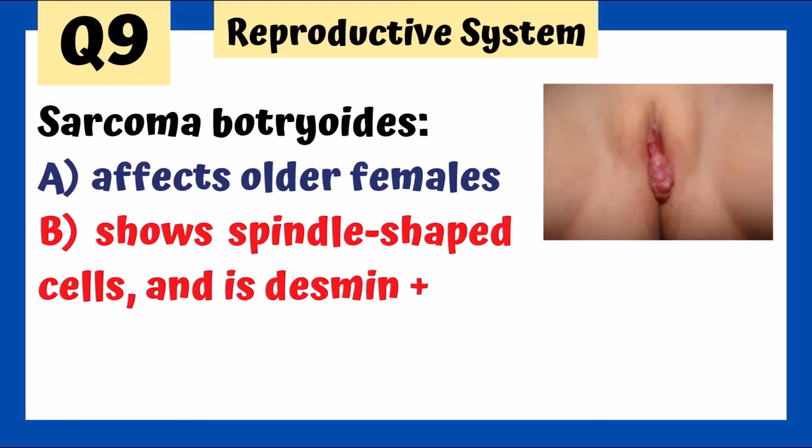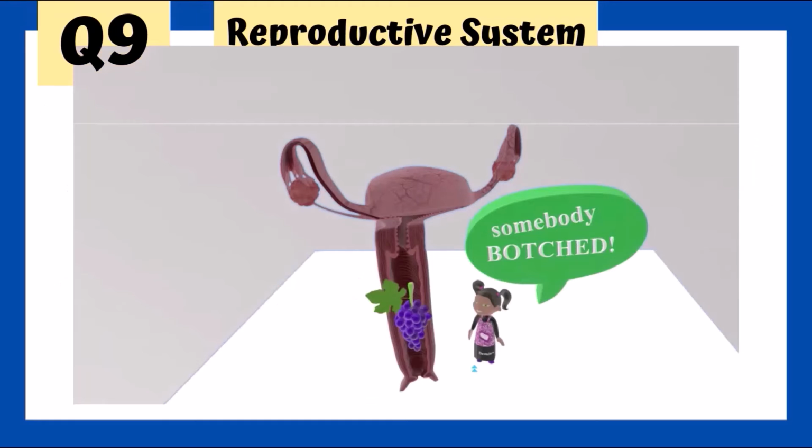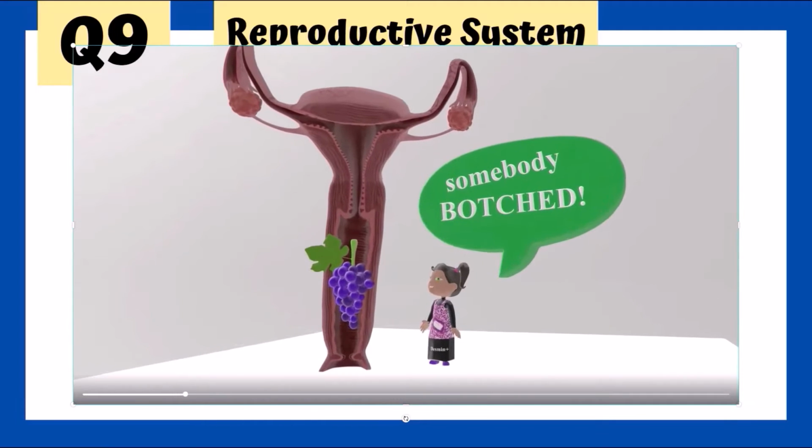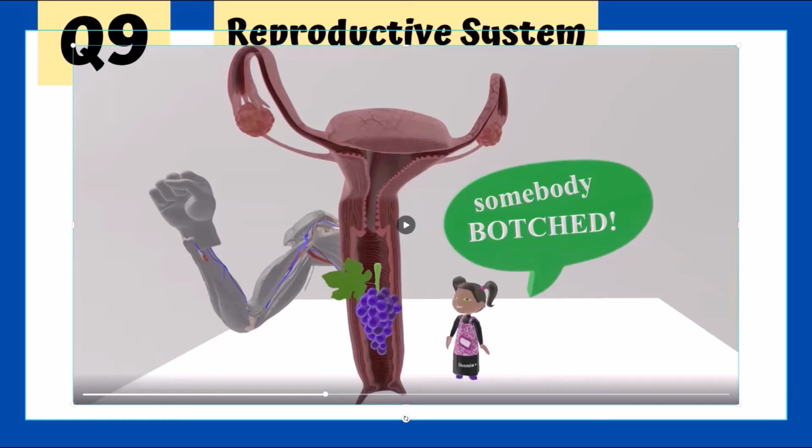Why is it desmin positive? Well, let's remind ourselves. Here we see this little animation over here that I made. Someone botched, they did something interesting with this vaginal canal, botched for botryoides, and there are grapes inside the vaginal canal. And this muscle over here, coming out of the side of the vagina, reminds us what botryoides is all about. It's a malignant proliferation of immature skeletal muscle. That's why it's desmin positive. It's also myogenin positive. These are markers for skeletal muscle, immature skeletal muscle.